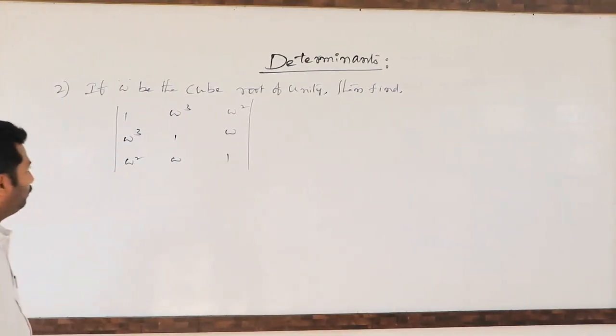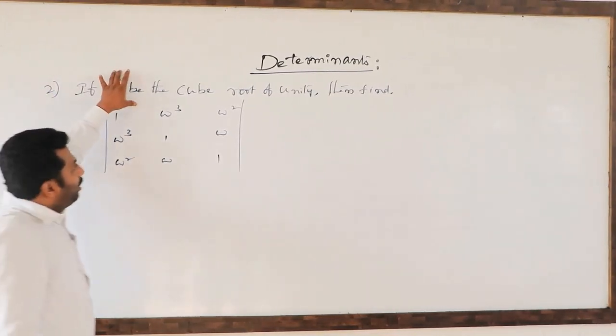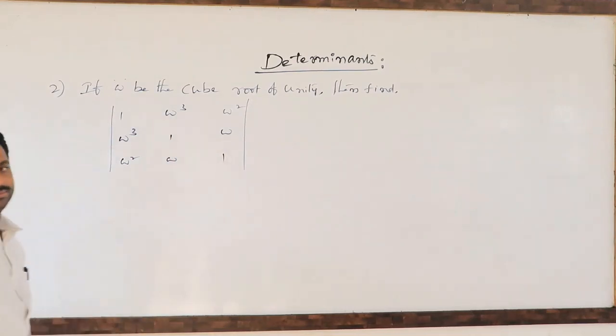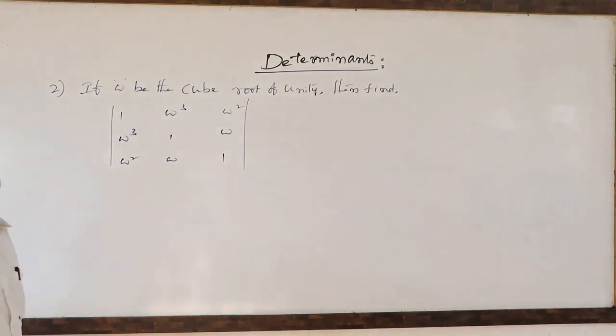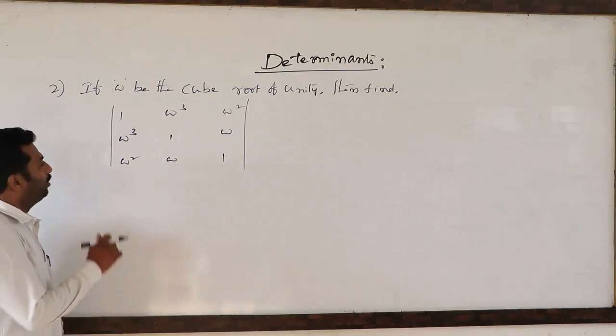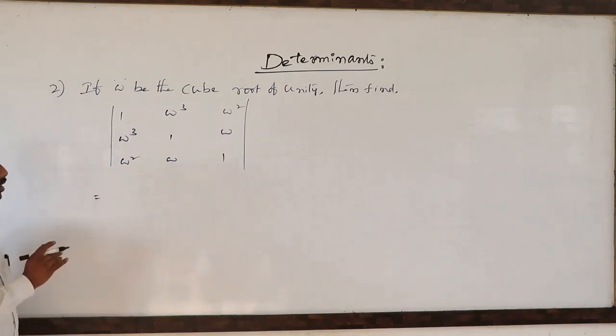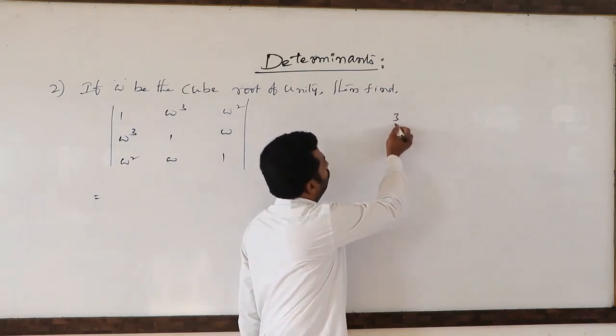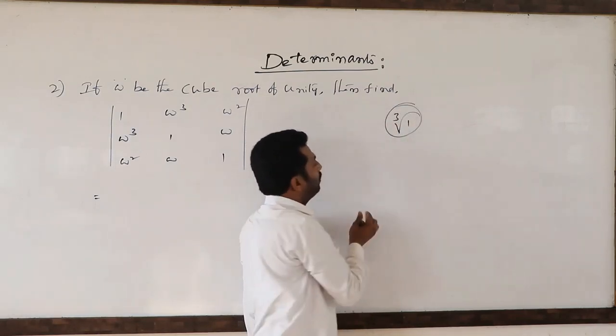Next question. If omega is the cube root of unity, then find this determinant. You observe how to calculate this determinant: directly you can expand, no problem. What are the cube roots of unity? Cube roots of unity means there are 3 roots.